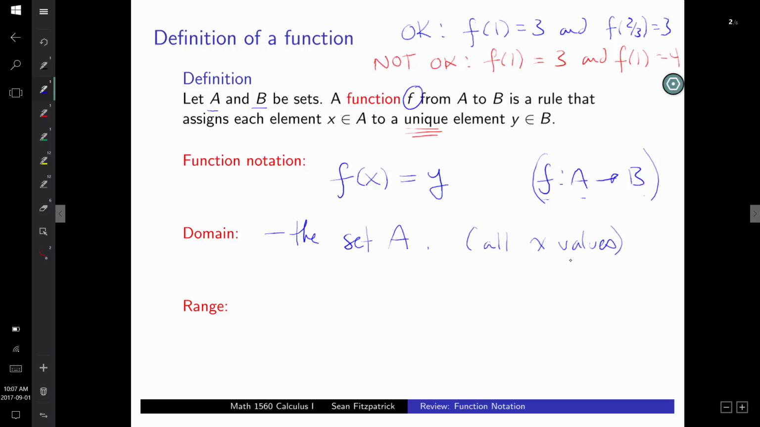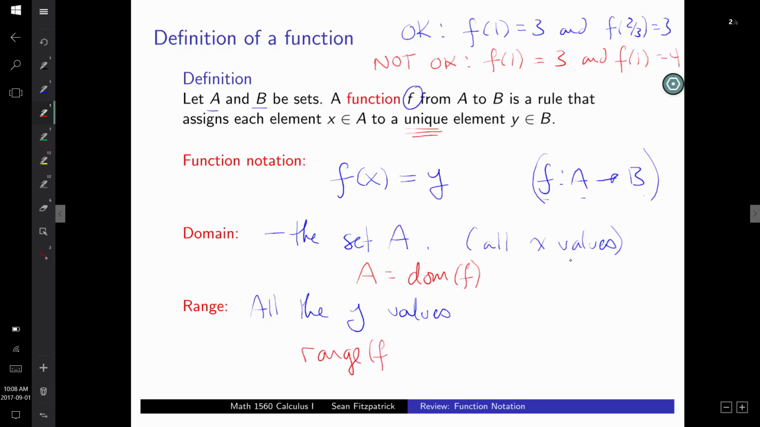The range is all the y values. By the way, I should also mention notation. We sometimes write this as A is equal to the domain of f. You'll see this kind of notation. For range, the range notation looks like this.